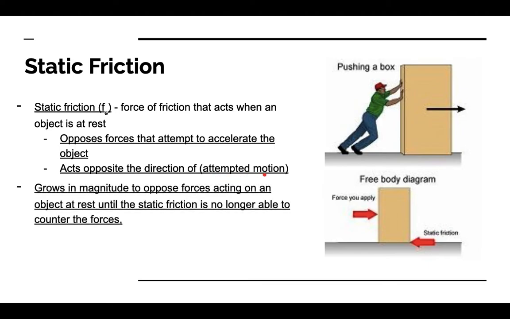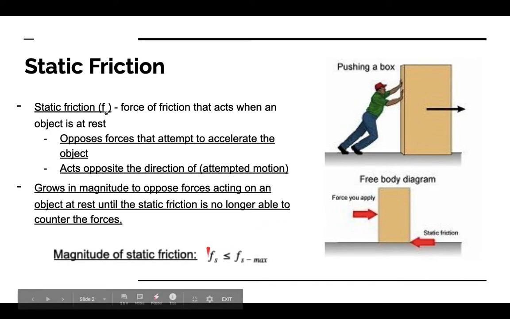In addition, you may notice that you have to apply a specific level or amount of force for your object to accelerate. It can't just be any arbitrary amount of force. The reason is that the force of static friction between two surfaces will always grow in magnitude to oppose forces acting on an object at rest until static friction is no longer able to counter the forces. So static friction can actually grow in strength to counteract the force that you apply. So your object will not move unless you apply a force that is large enough to accelerate the object and large enough to overcome the force of static friction.